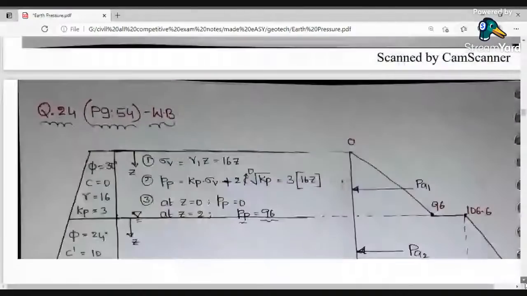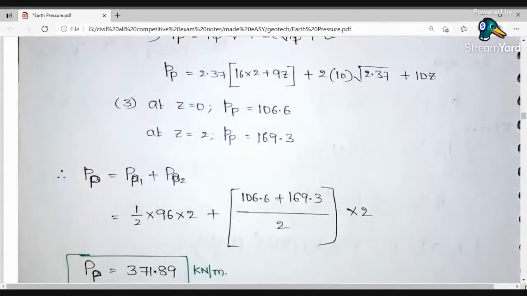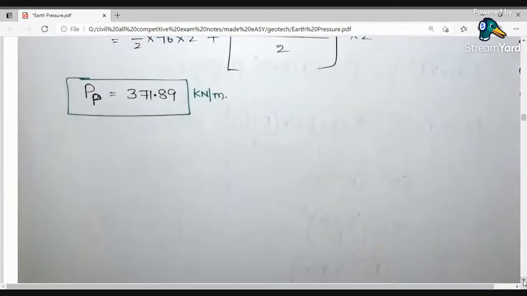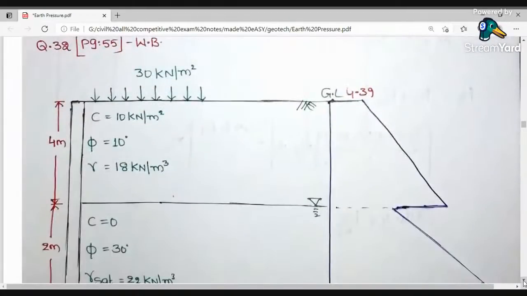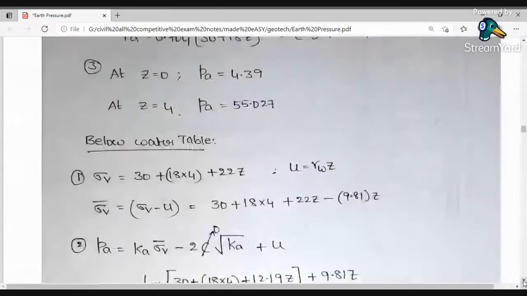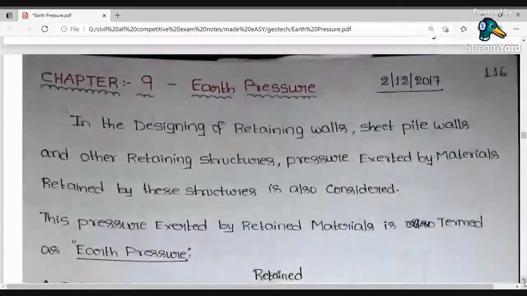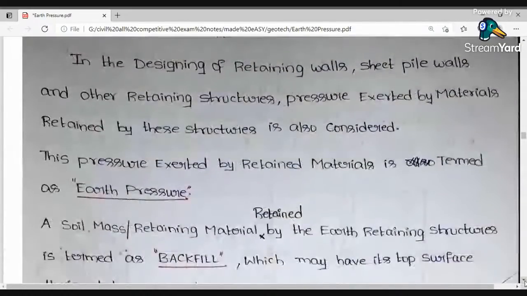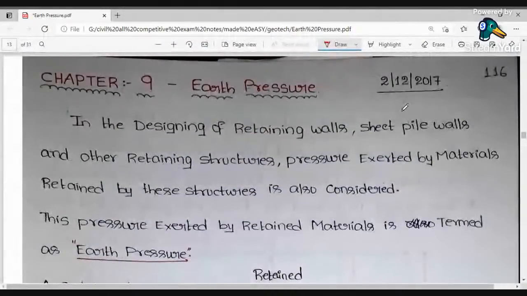There are several problems regarding sheet pile wall. Try to solve all those sheet pile wall numericals. In competitive exams, some numericals come from sheet pile walls, so try to solve those. And now we'll move to the retaining walls. Okay, so we'll go for the retaining wall now.